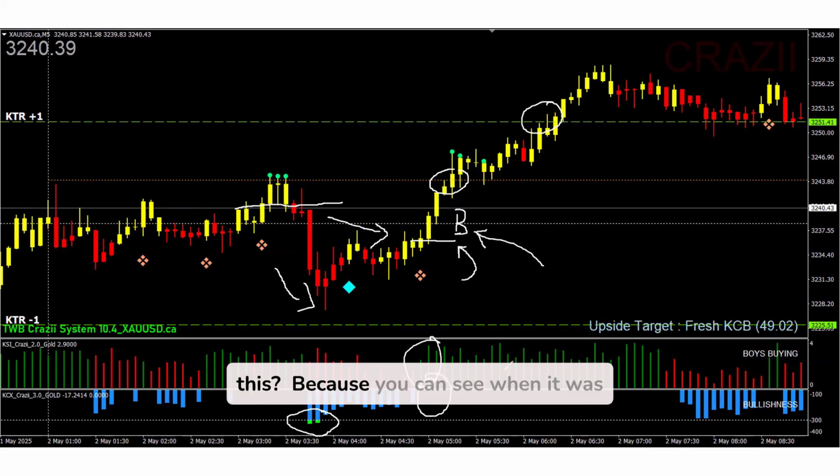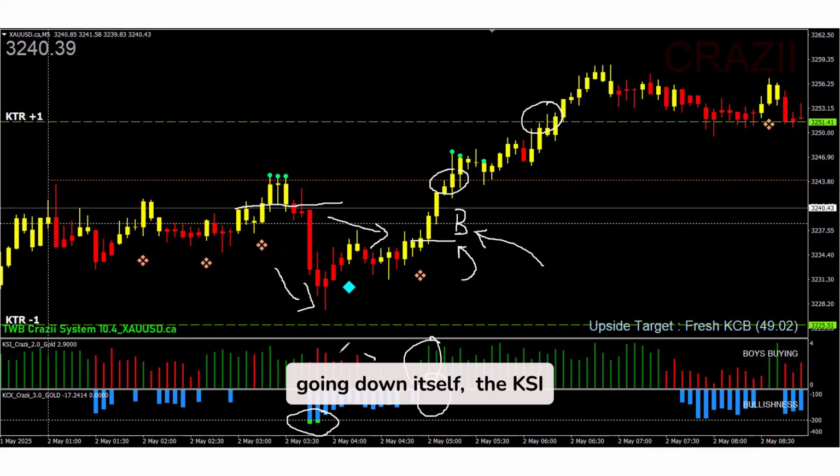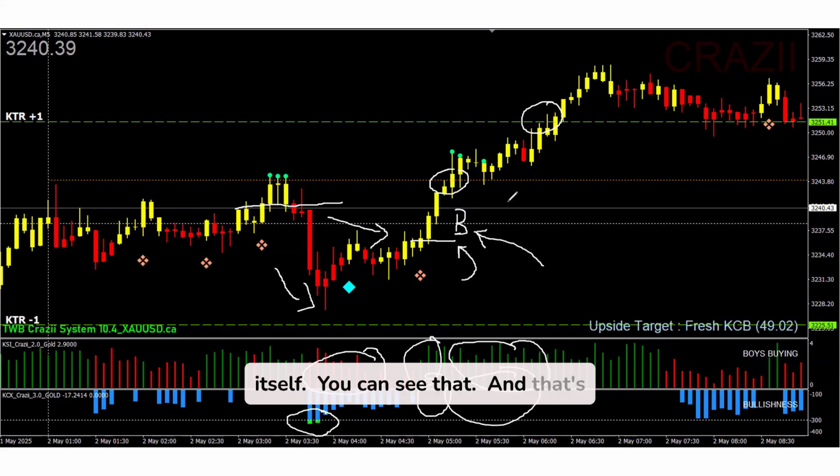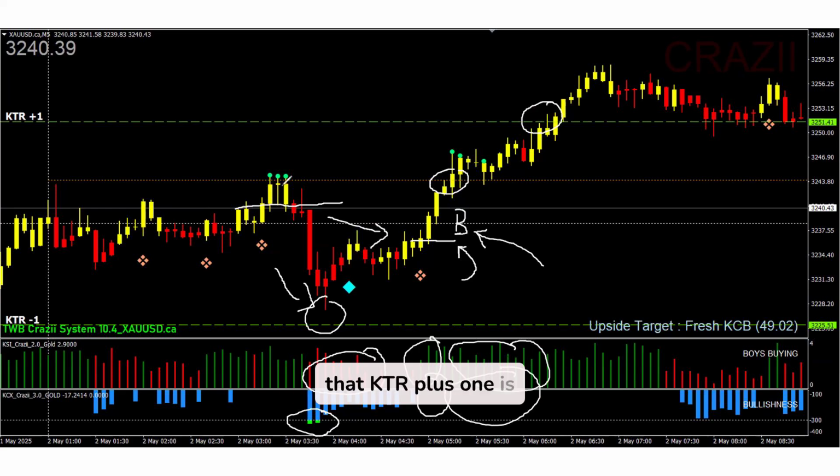Right? Do you understand this? Because you can see when it was going down itself, the KSI was red. That is fine, but now it's going up itself, the thing turned back to a buyer market. You can see that, and that's when the market rushed. And because it missed the KTR -1, I know that going to KTR +1 is very, very high.